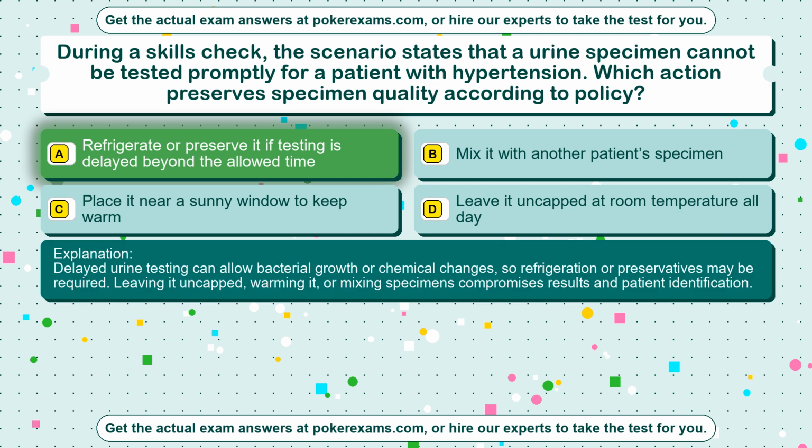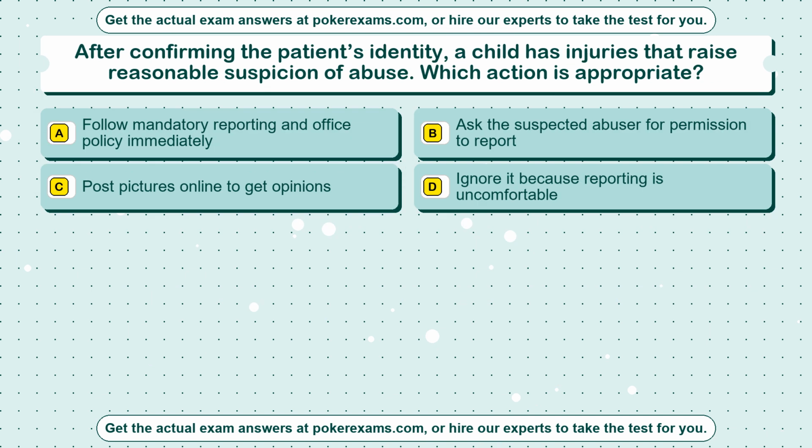Delayed urine testing can allow bacterial growth or chemical changes, so refrigeration or preservatives may be required. Leaving it uncapped, warming it, or mixing specimens compromises results and patient identification. Question 23. After confirming the patient's identity, a child has injuries that raise reasonable suspicion of abuse. Which action is appropriate? Option A, follow mandatory reporting and office policy immediately.